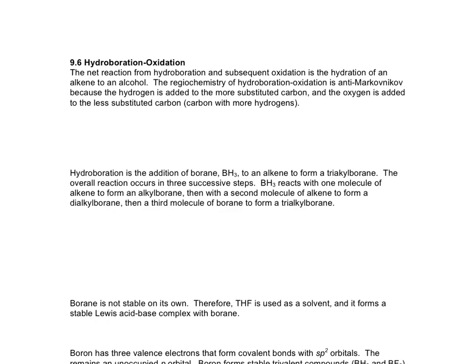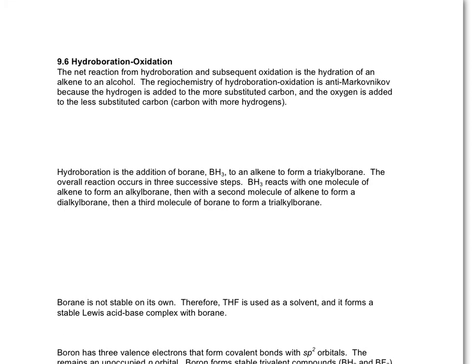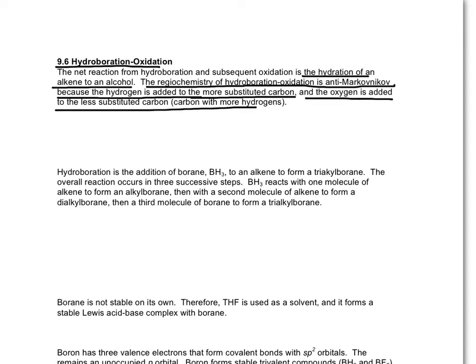Alright, so we looked at a reaction that gave us Markovnikov addition to make an alcohol. There's another reaction that we can use to make alcohols. It's called hydroboration-oxidation. The net reaction from hydroboration and subsequent oxidation is again the hydration of an alkene, and we're going to get an alcohol as our product. Here the key difference is that the net regiochemistry is anti-Markovnikov, because the hydrogen is added to the more substituted carbon and the oxygen is added to the less substituted carbon.